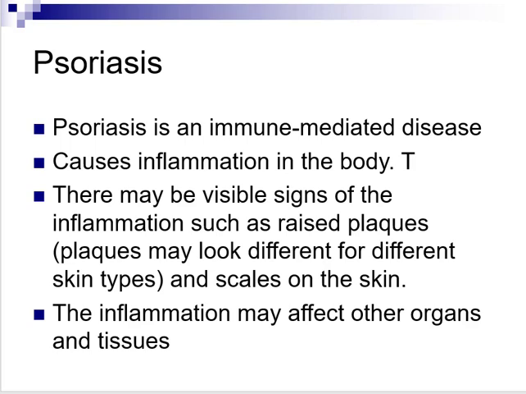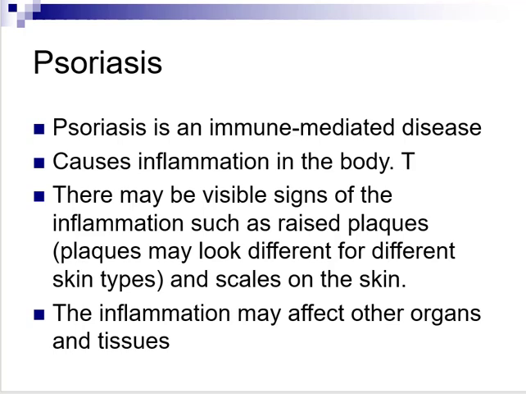So psoriasis. Psoriasis is an immune-mediated disease. What that means is it's a disease with an unclear cause that's characterized by inflammation caused by a dysfunction of the immune system that causes inflammation in the body. But there may be visible signs of this inflammation, such as raised plaques. And plaques will look different for different skin types. So plaques are sort of like thickened scales on the skin.